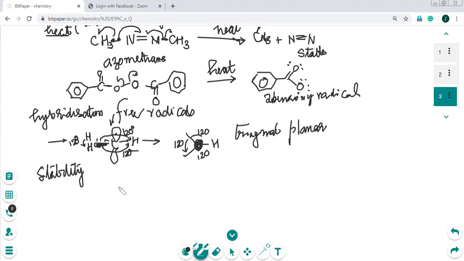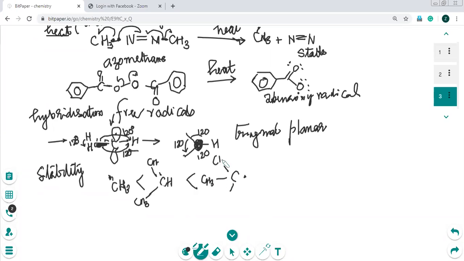Okay, let's think about the stability of this one. Now the stability is in this order: CH3, CH, CH3. Oh, sorry, one extra CH. So this is a secondary one. Then you have a tertiary radical. C which has one CH3, another CH3, another CH3. Right.